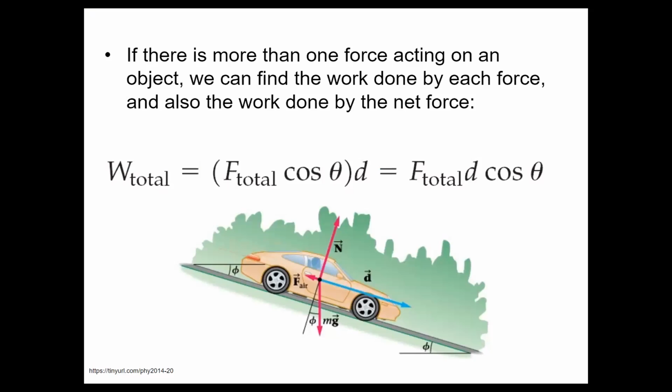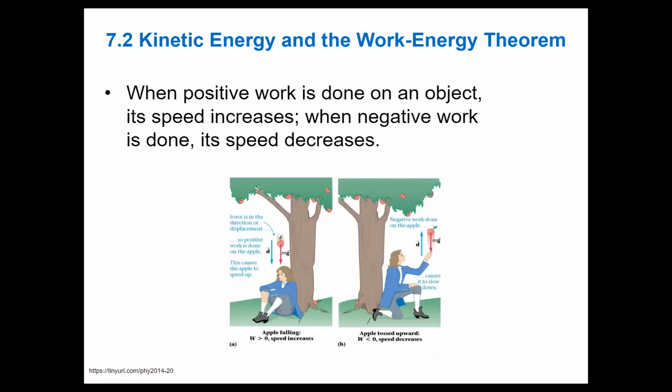If there are multiple forces on the object, you can figure out the net work on the object either way. One way is to figure out the net force first and then do the net force times d times cosine theta. Or you can figure out the work done by each force individually, then add them up to get the net work on the system. Later on, we checked kinetic energy and the work energy theorem.